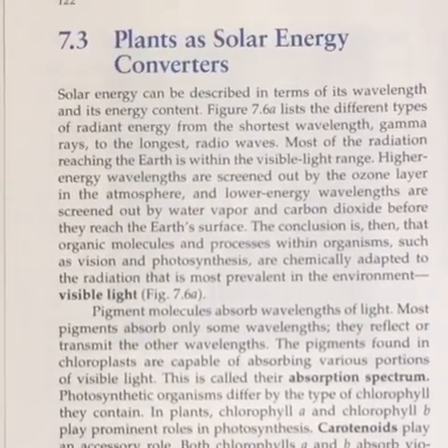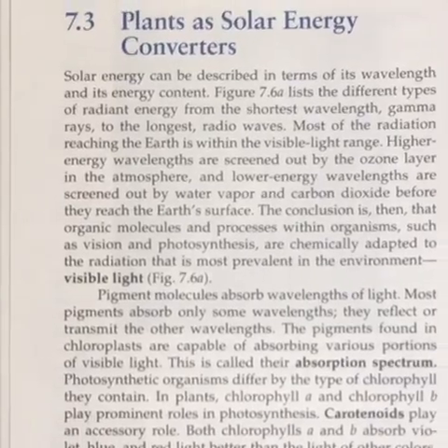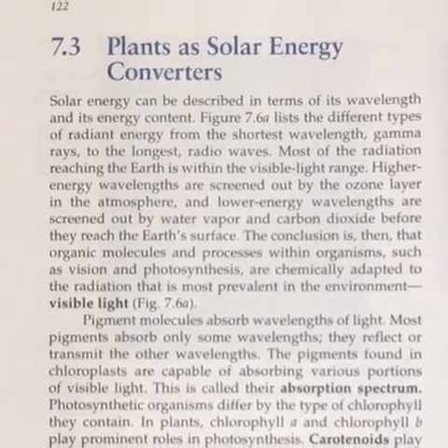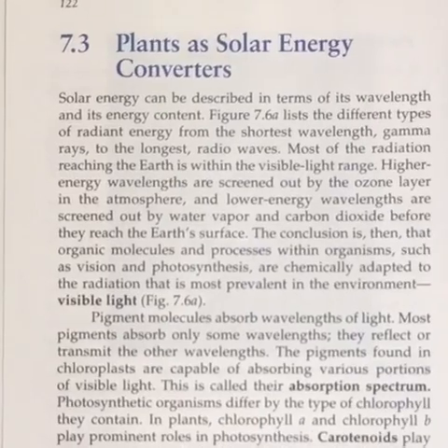The carotenoids, which are shades of yellow and orange, are able to absorb light in the violet, blue, green range. These pigments become noticeable in the fall when chlorophyll breaks down.